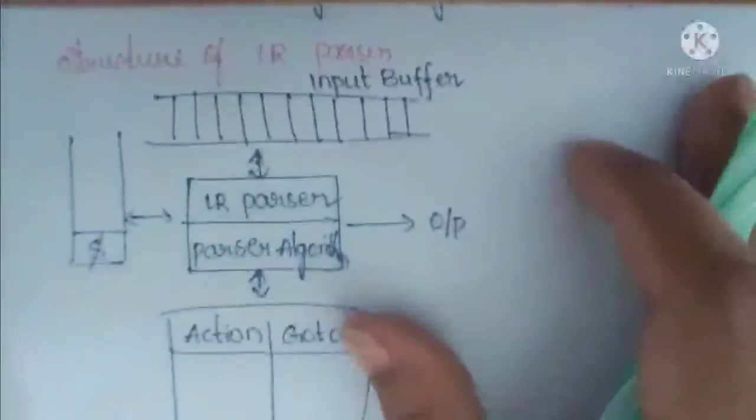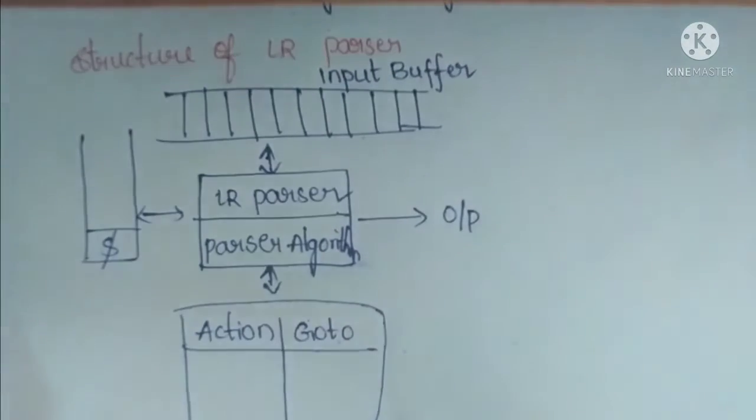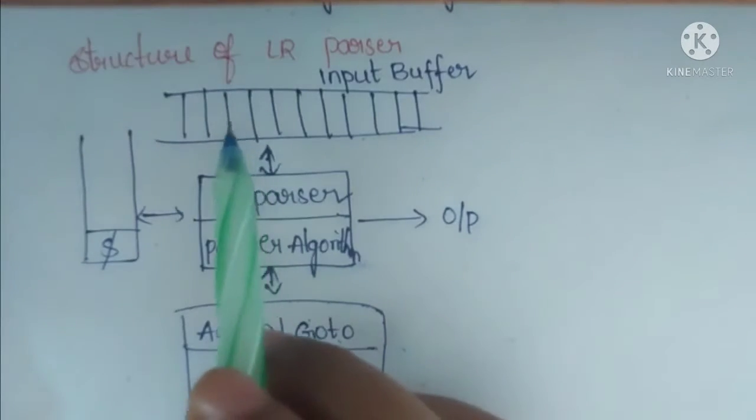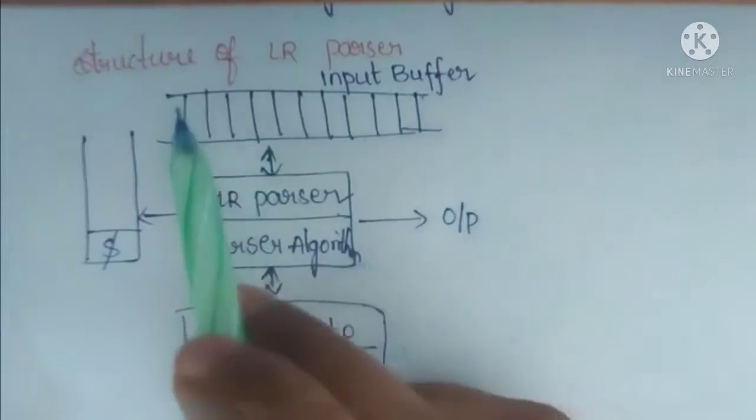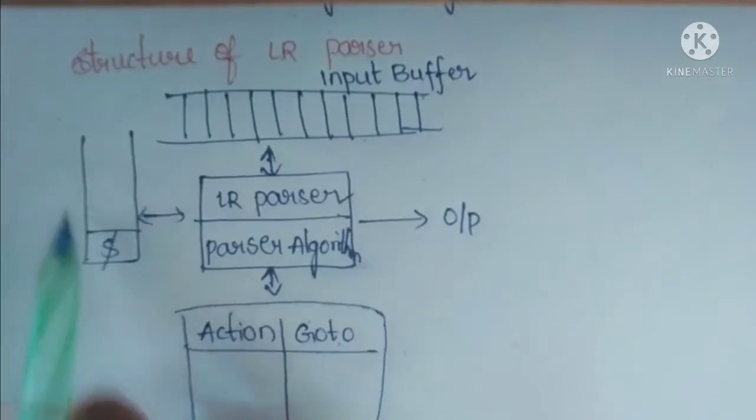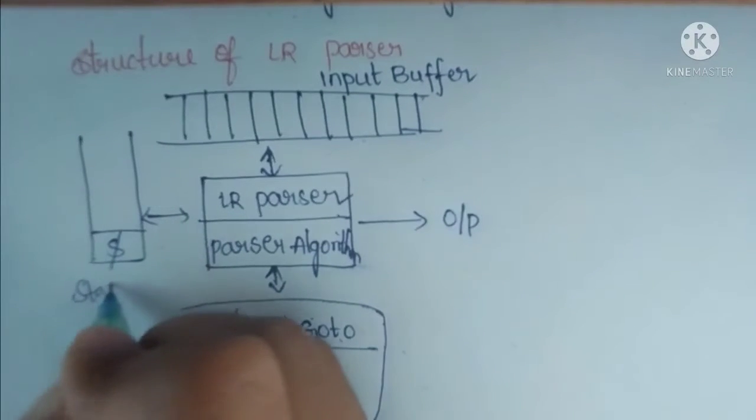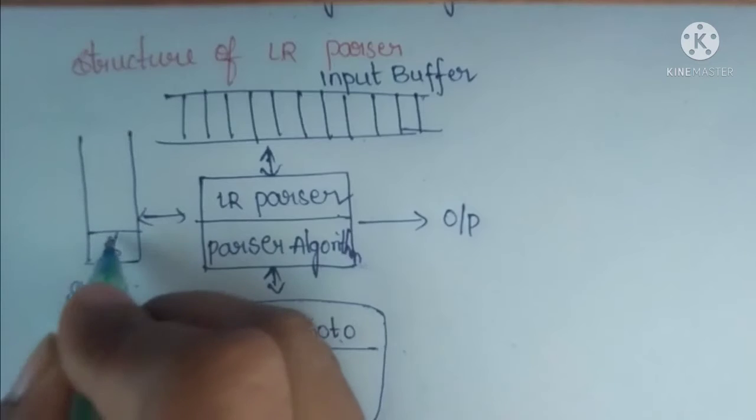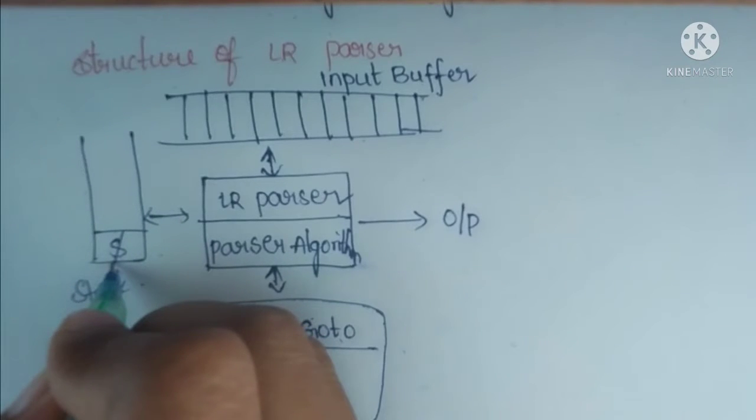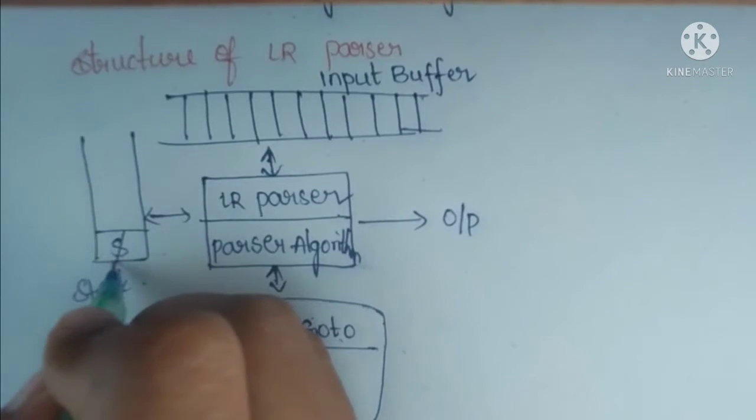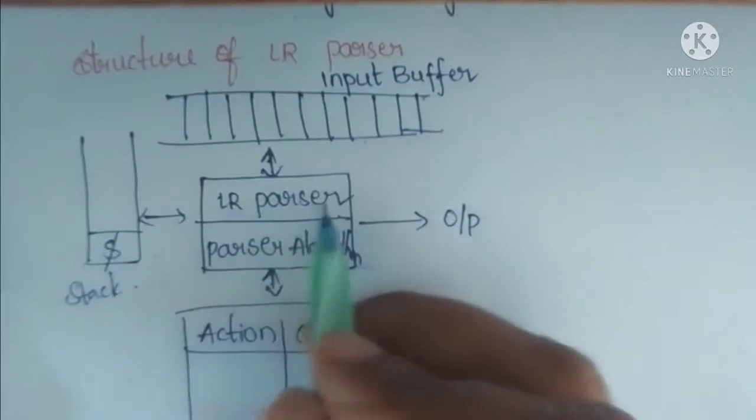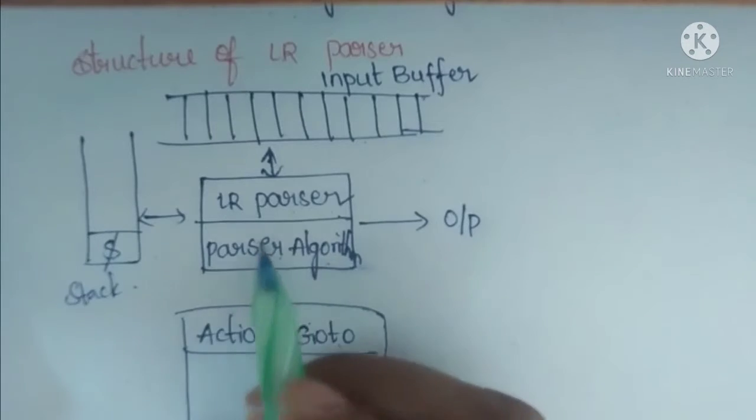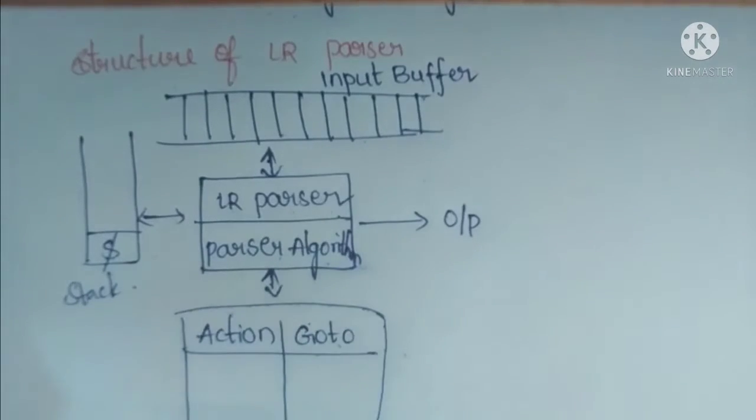Look at the diagram here. This is the structure of a complete LR parser. First we take the input buffer. The input buffer is stored here, and this is a stack where our input is stored. In the stack, the starting symbol will be $. Next, coming to the LR parser, it includes the parser algorithm and the parsing table.